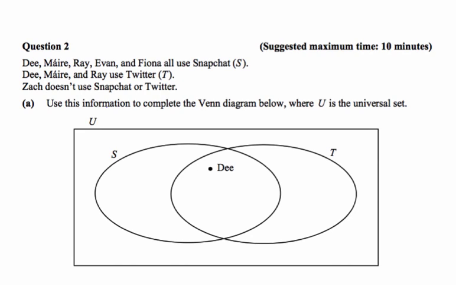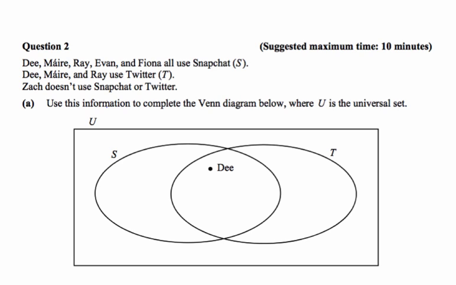This is question 2 from the 2016 Junior Cert Ordinary Level Paper 1. The question says, D, Moira, Ray, Evan and Fiona all use Snapchat. D, Moira and Ray use Twitter. And Zach doesn't use Snapchat or Twitter. And we're asked to use this information to complete the Venn diagram below, where U is the universal set.